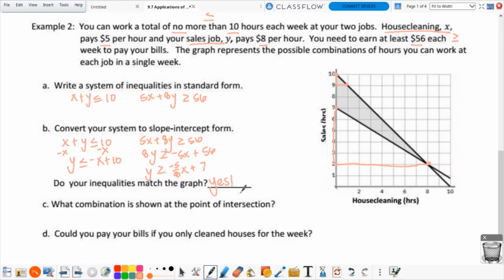So yes, that is correct. What combination is shown at the point of intersection? All right, well, we're intersecting right here, which is going to be 2 hours of our sales job and 8 hours cleaning. So that ordered pair is going to be 8, 2. And we know that that means 8 hours cleaning and 2 hours at your sales job.